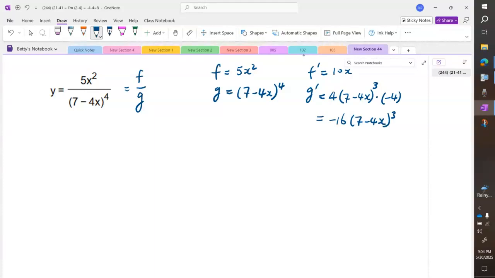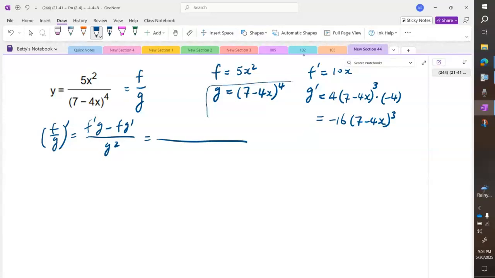To find g prime, we use the chain rule. All right? So now we're going to remember what the quotient rule is. The derivative of f over g is f prime g minus f g prime, all over g squared.